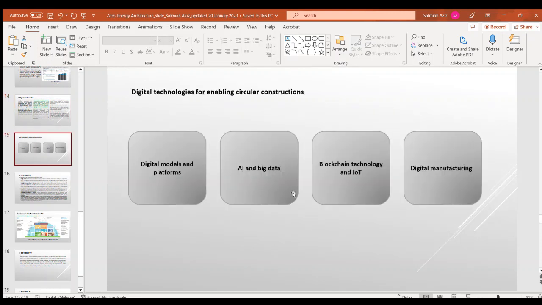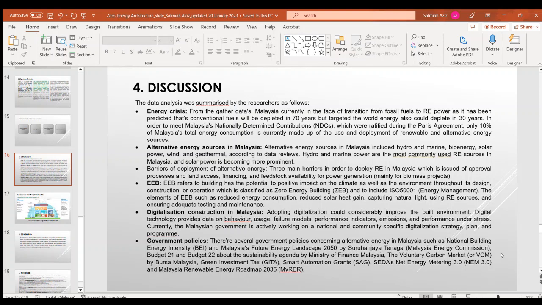So there are four components in the digital technology for enabling circular construction, which are digital models and platforms, AI and big data, blockchain technology and IoT, Internet of Things, and also digital manufacturing. Next, we move on to the discussion for the topic today.